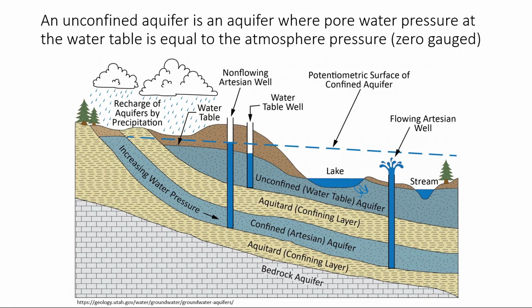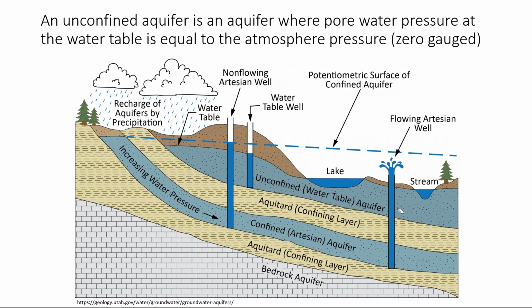A confined aquifer does not have a water table. In a confined aquifer, water here is under pressure. This confining unit is like a sandwich that is squeezing this unit, so water here is under pressure. Water here is not under pressure, or very little pressure, but here it is under big pressure. So if I make a hole, guess what? The water is under pressure, so the water will gush out.